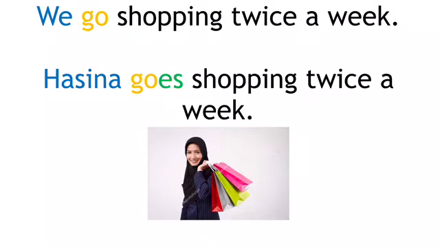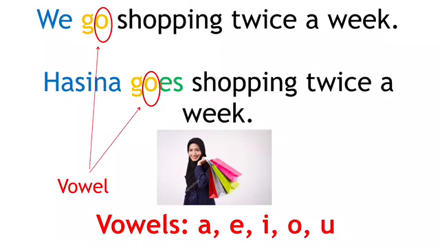What do you think? Why, in this sentence, when the subject is one name, do we add ES and not just S? This is because the word go ends in a vowel, O. A vowel is the name we give to the letters A, E, I, O and U. Whenever we use the simple present tense and the subject is he, she, it, or one name, if the base verb ends in a vowel, we need to add es, not just s.